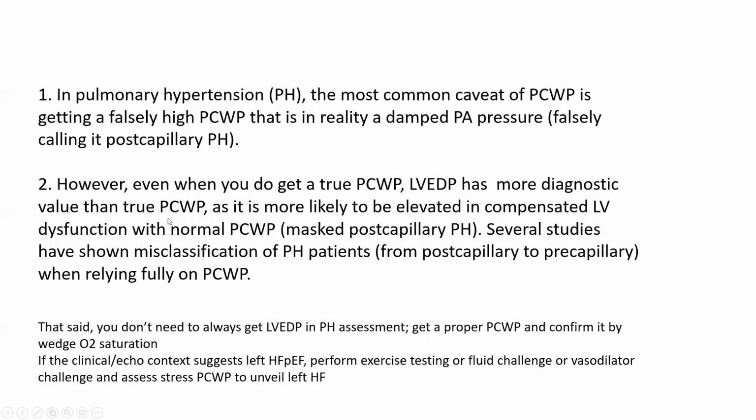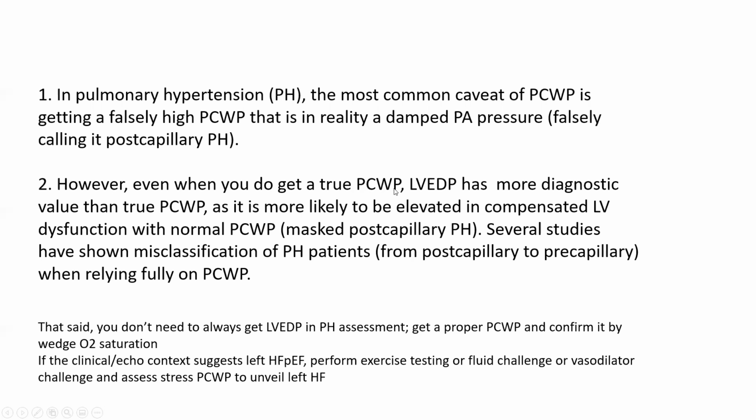I want to highlight something related to my prior talk on pulmonary hypertension. In pulmonary hypertension, wedge pressure is a very good diagnostic marker of precapillary versus postcapillary pulmonary hypertension. You don't often need to obtain LVEDP. I do want to highlight again those caveats. One, in pulmonary hypertension, the most common caveat of wedge pressure is getting a falsely high wedge pressure. That is in reality a damped PA pressure, causing you to falsely call the patient as postcapillary PH. Okay? So now, once you've obtained a true wedge pressure, there are still some caveats related to this current talk.